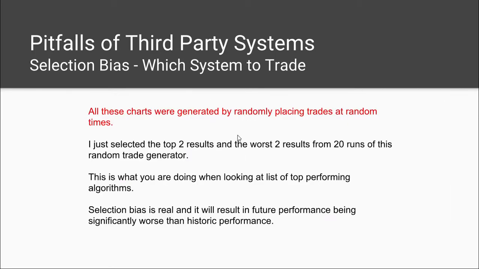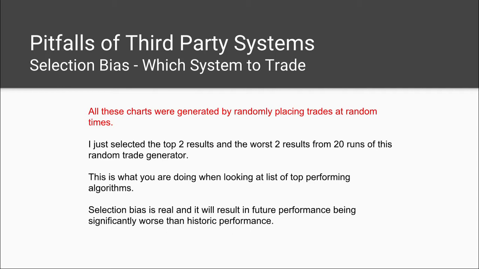And the trick with this example is all those systems were generated with the same algorithm. I just made it randomly placed trades. I randomly placed a trade at random times, randomly closed the trades, just generated a whole bunch of random trades, all using the same random algorithm. And I selected the top 2 results and the worst 2 results, and that's what I put in that previous slide. And that was just out of 20 runs.